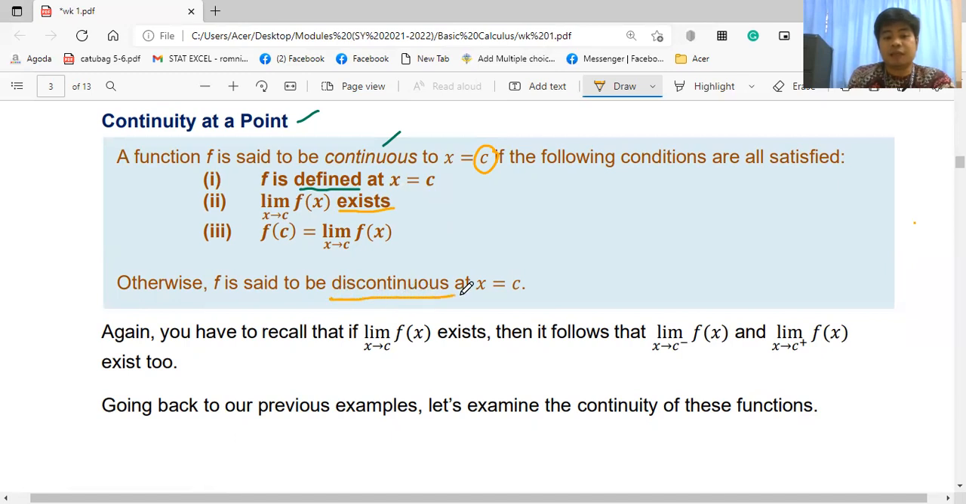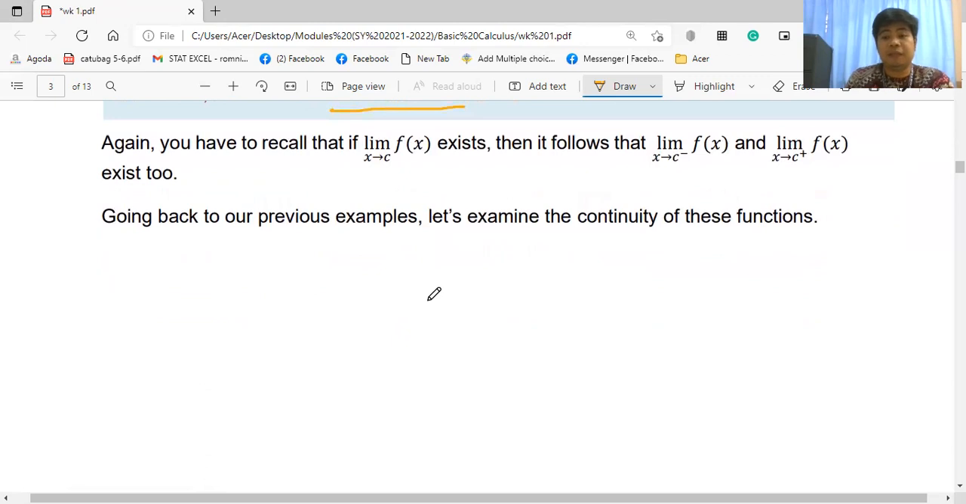Otherwise, you may now say that the function f is discontinuous at x equal to c. Again, you have to recall that in the two-sided limits, you have to check the left and the right. They must be equal and they both exist for us to conclude that the two-sided limit exists.